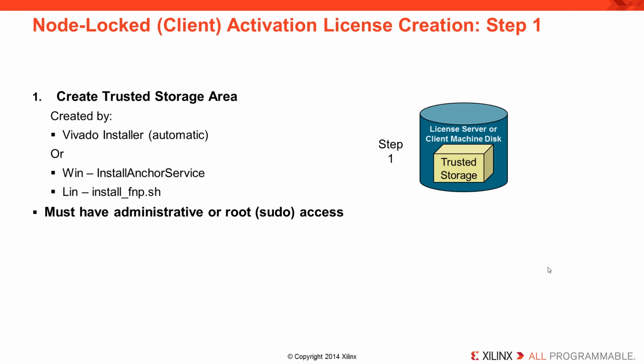Now, if for some reason this is a remote installation, or the installer hasn't run and has not been able to create trusted storage, then you need to run the install anchor service on Windows, or the install FNP shell on Linux, and you need administrative or root access for all of these, whether it be using our installer or these two utilities. Root access, or sudo on Linux, is required in order for these to create the trusted storage area necessary to act as the repository for the licenses.